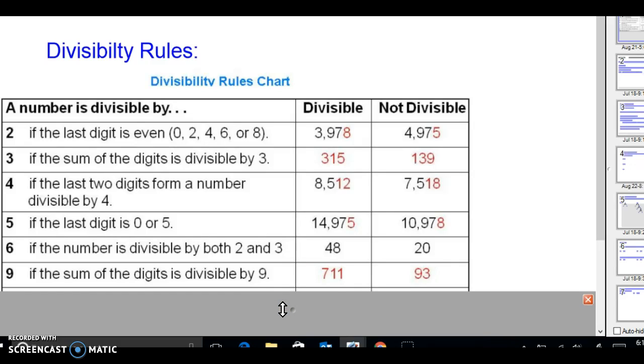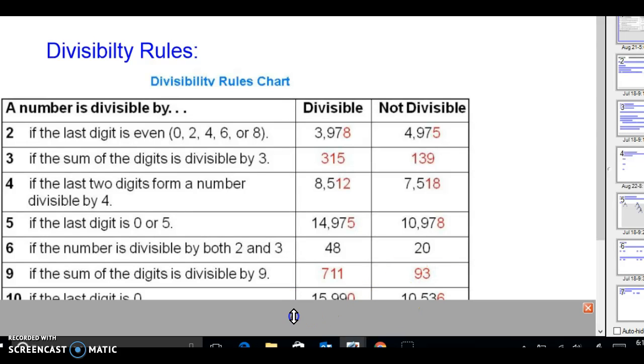Divisibility rule for 9. If the sum of the digits is divisible by 9. So this is similar to the divisibility rule for 3. If you add up all the digits, 7 plus 1 plus 1, you get the number 9. 9 is divisible by 9, therefore 711 is divisible by 9. Let's look at 93. 9 plus 3 equals 12. However, 12 is not divisible by 9, so 93 would not be divisible by 9.